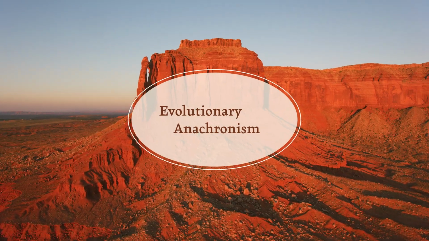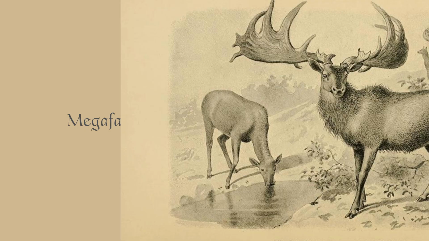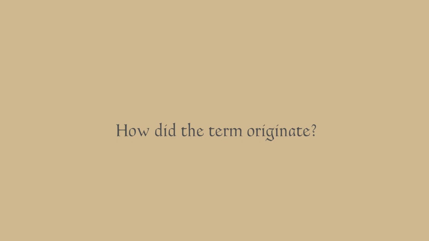Evolutionary anachronism is the concept of a species evolving in a way to best interact with a now extinct species, leaving it with confusing traits that don't fit in well with the current environment. This relationship is largely seen in regards to how a living species used to interact with extinct megafauna. In this video, we will be discussing geological anachronisms that involved the megafauna from the late Pleistocene, which took place roughly 126,000 to 12,000 years ago.